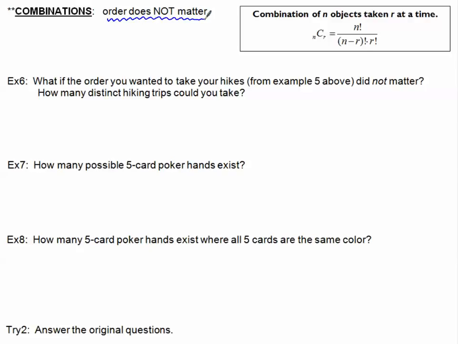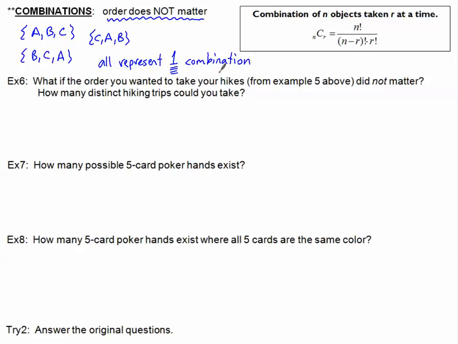So if I'm taking the same first 3 letters of the alphabet, A, B, C, I don't care if I write it as ABC or if I write it as BCA or if I write it as CAB. All represent one combination. There is only one combination for the first 3 letters of our alphabet. I don't care the order because the order does not matter. So that's what the combination is.